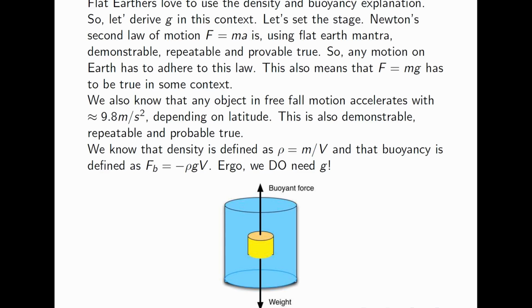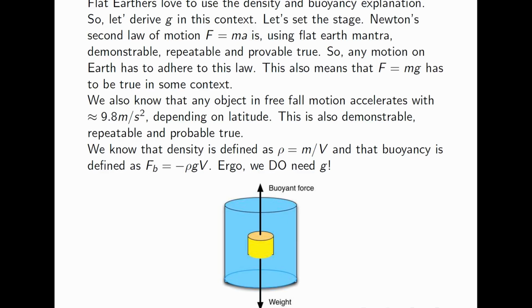So Newton's second law of motion, F equals ma, is, using the ever-going flat earth mantra, demonstrable, repeatable, and provably true. So any motion on Earth has to adhere to this law. That's a fact. Particularly its acceleration needs to adhere to this law. This also means that F equals mg has to be true in some context on flat Earth, because g in this case is just another expression of acceleration.